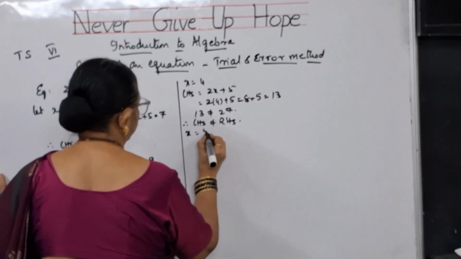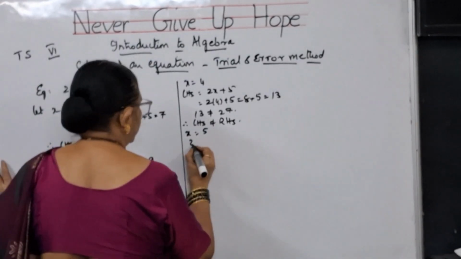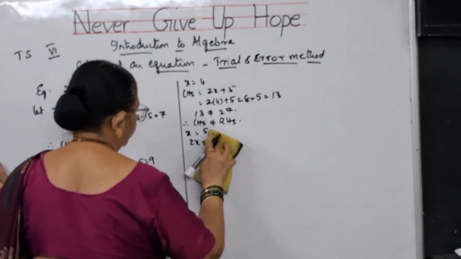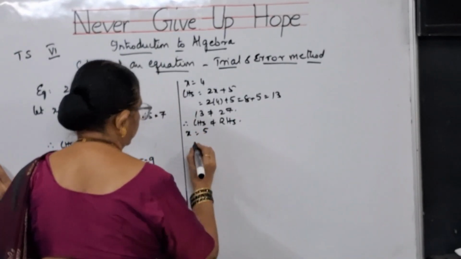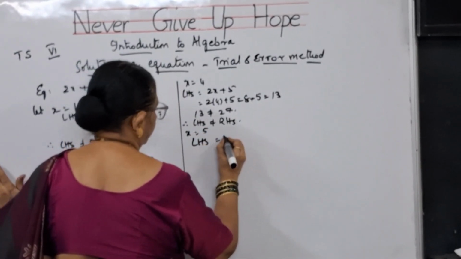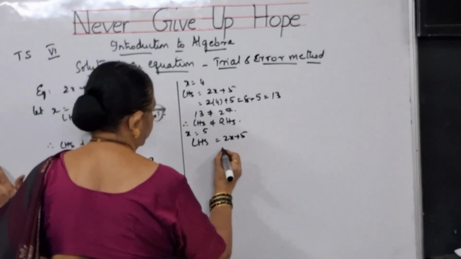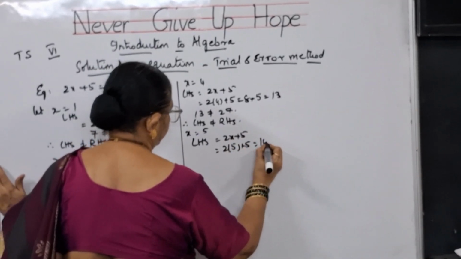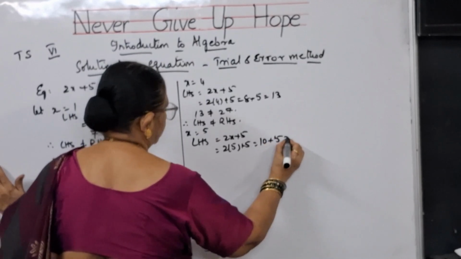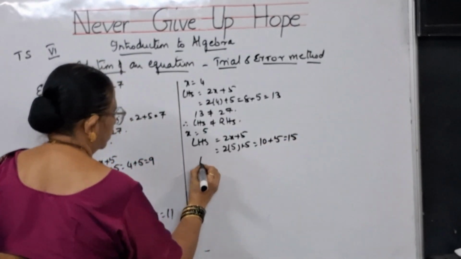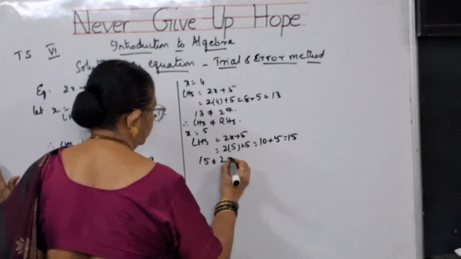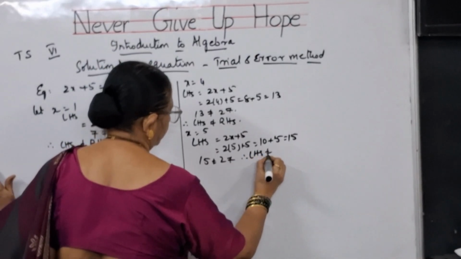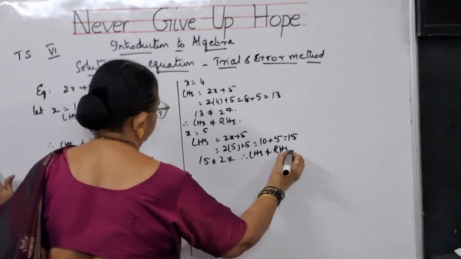Next, x is equal to 5. I have to write first LHS. LHS is equal to 2x plus 5. So, 2 into 5 plus 5, that is 10 plus 5 is equal to 15. 15 is not equal to 27. Therefore, LHS is not equal to RHS.